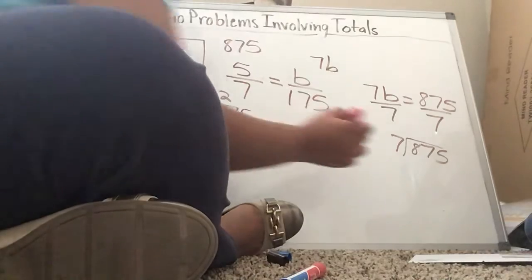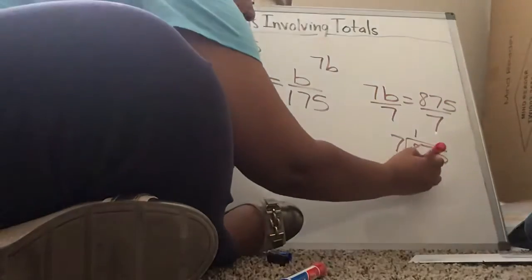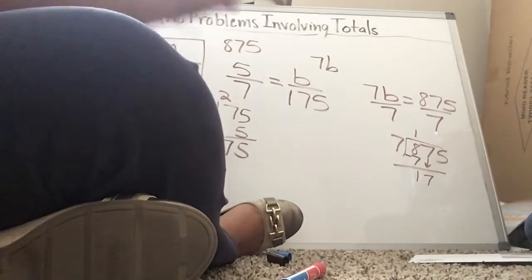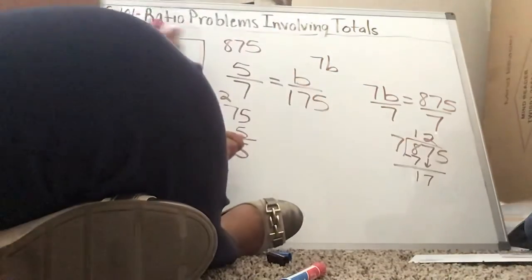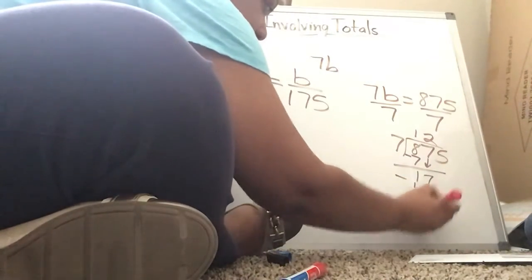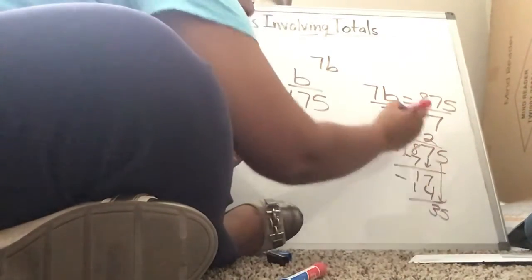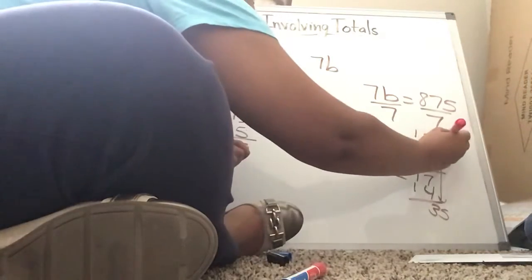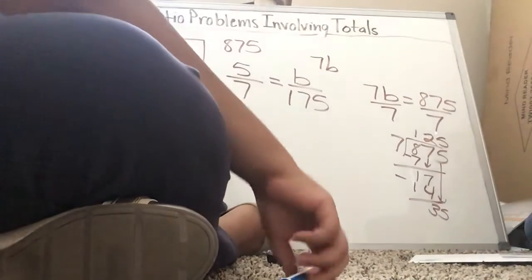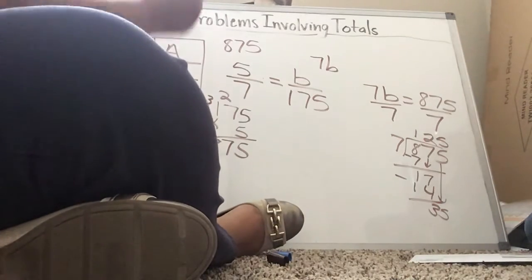8 goes into 7 once. Subtract 7, get 1 left over, bring down the 7. 7 goes into 17 at most twice. Subtract 14, you get 3 left over, bring down that 5. And then 7 goes into 35 5 times. So that's 125 marching band members.